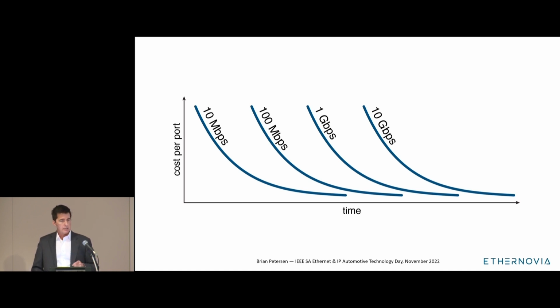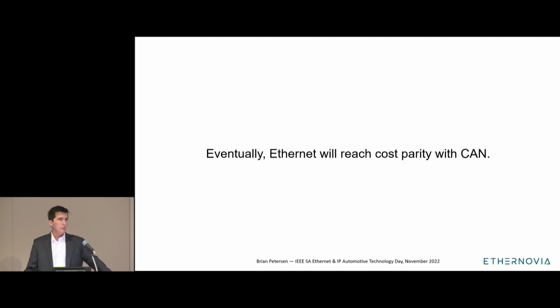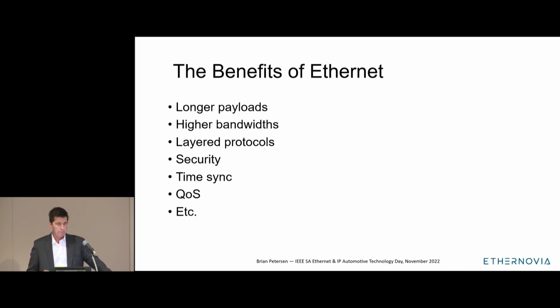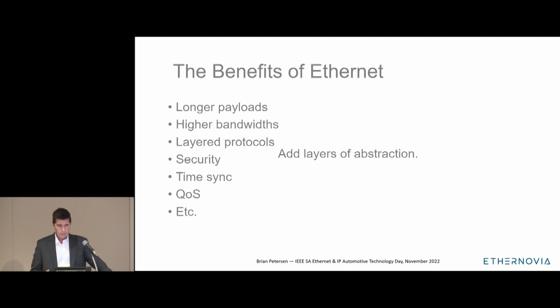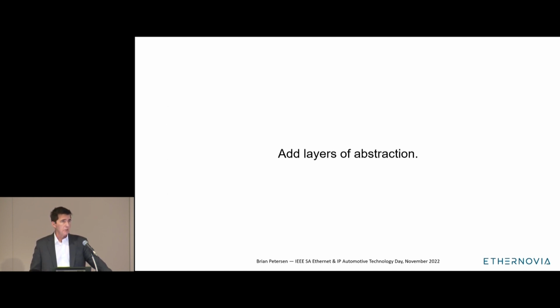And what this means is that the legacy automotive networks, a lot of which were motivated by their cost advantages, will not be immune from this competitive pressure. Because eventually, Ethernet will reach cost parity with CAN. Now, again, pointing out the obvious, the benefits of Ethernet, chief among these are the longer payloads and the higher bandwidths. So if we had Ethernet everywhere, how would we take advantage of this extra capacity? And my suggestion is that we add layers of abstraction.